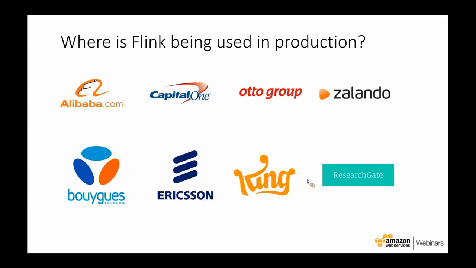So what's the validation that Flink actually works well? You can see we have a variety of large companies, Alibaba, Capital One, Ericsson, and a bunch of others. Some of them, the Auto Group, I believe, is the world's second largest e-commerce site. And this is a large gaming platform. So you've got large scale platforms in production that are using Flink and succeeding with Flink.